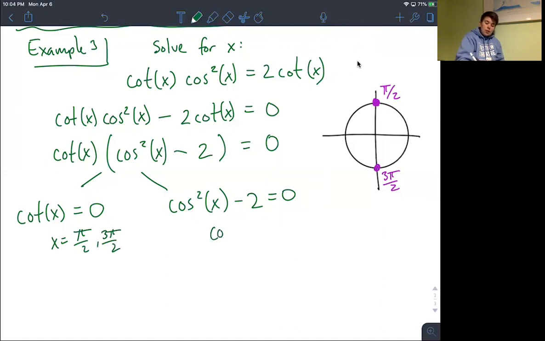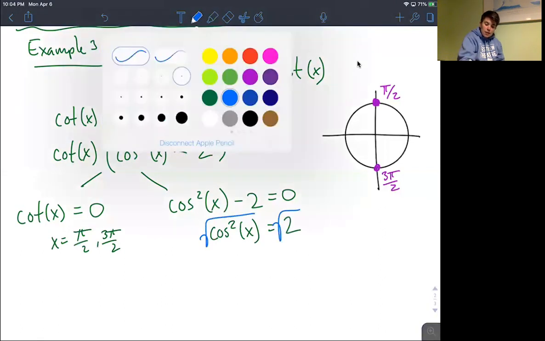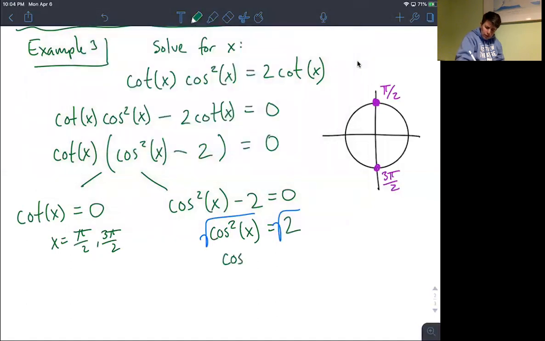Then let's go over here to this one. We want to get the cosine squared x by itself. So I'm going to add 2 on both sides, and then I need to, let me get a different color here so y'all can see what I'm doing. I need to take the square root of both sides like so. So I've got the cosine of x is equal to the square root of 2. Sorry, oh my golly, I've already forgotten. Plus or minus, positive or negative square root of 2.